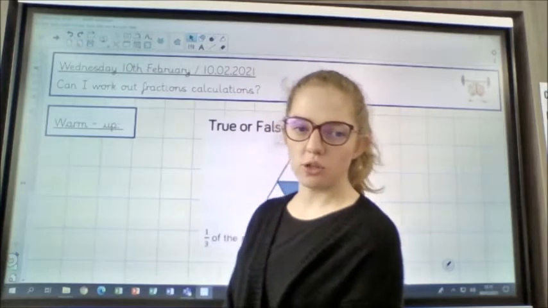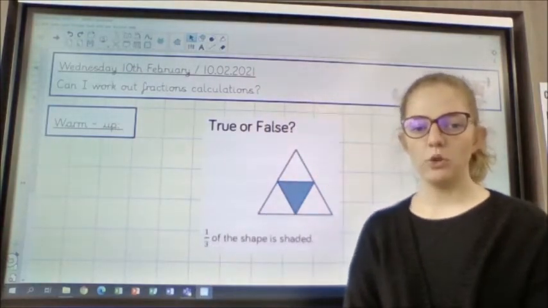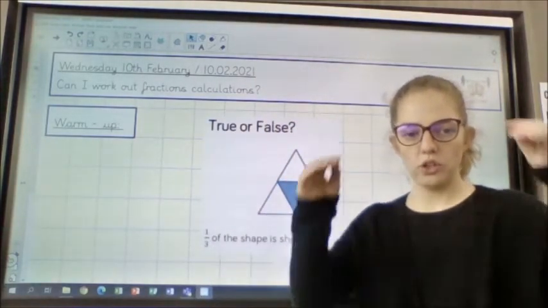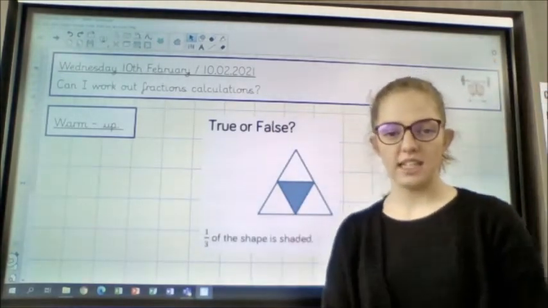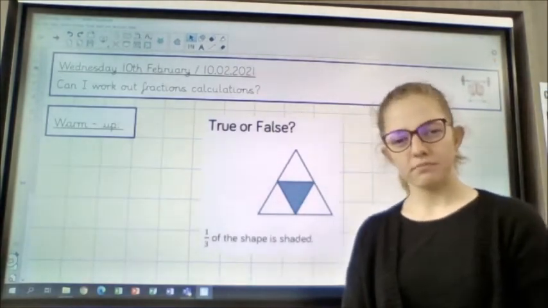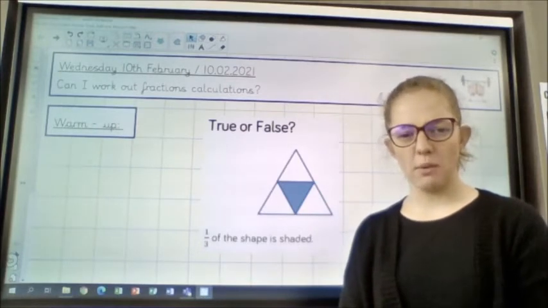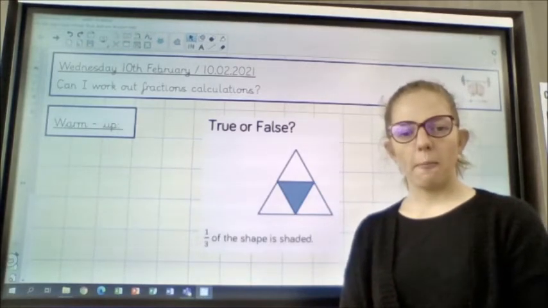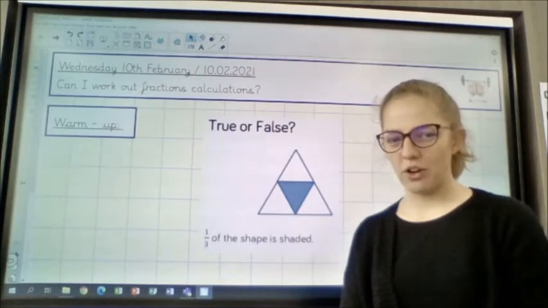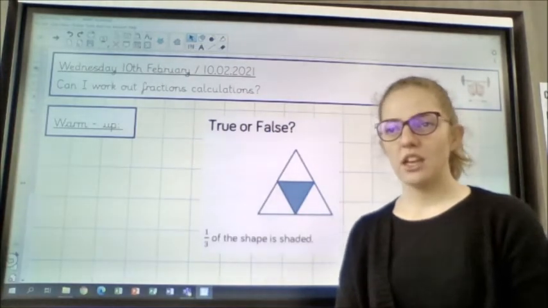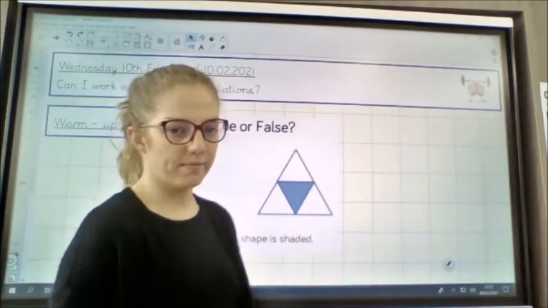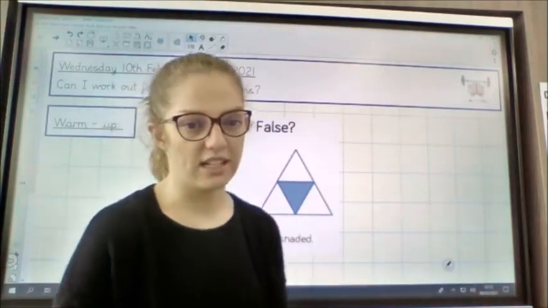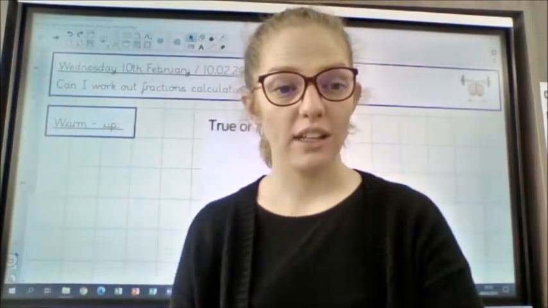Okay, so you're looking at fraction calculations today on page 23. Before we start, I just want to let you have a go of this little warm-up. It says true or false, 1/3 of the shape is shaded. So have a look. How many parts is the shape made up of? That'll tell you whether or not it's going to be in thirds. So true or false, is that third of the shape shaded? Okay, so have a go.